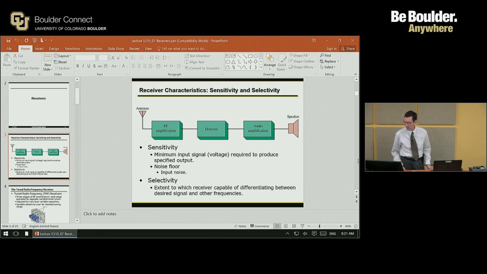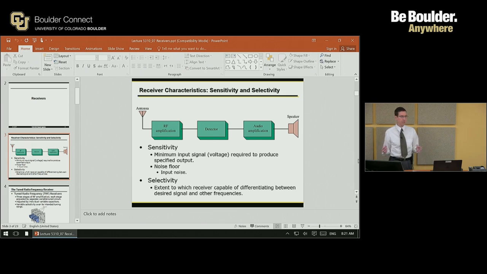So here's the block diagram that I wanted to show for a receiver. Here we've got the antenna going into an RF amplifier. The RF amplifier goes to a decoder where you do the demodulation, and then it goes to an audio amplifier, and that audio amplifier makes the signal strong enough that it's able to drive a speaker.